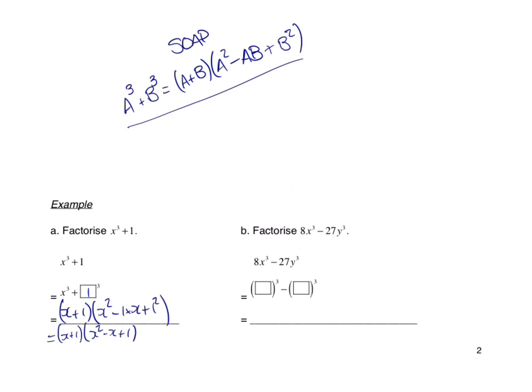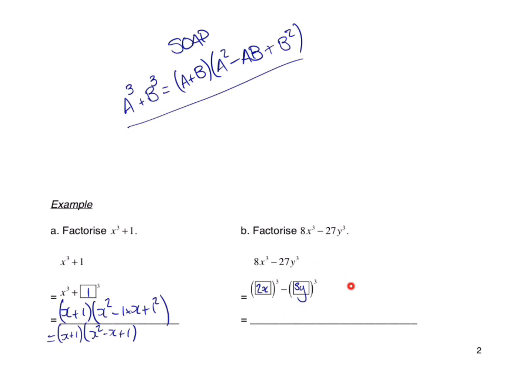So let's look at part B. It asks us to factorize 8x cubed minus 27y cubed. Well, 8x cubed, we know 8 is a cube number, and we know x cubed is a cube number. So what's the cube root of 8? That's 2. Cube root of x cubed is x. So 8x cubed can be expressed as 2x cubed. And similarly for 27y cubed, we know 27 is a cube number, and so is y cubed. 27 is just 3 cubed, and then we have our y.